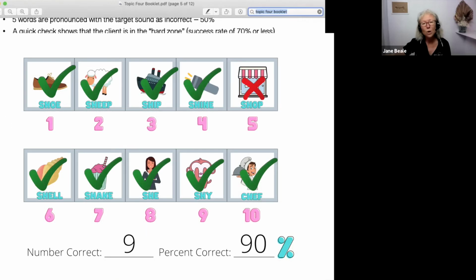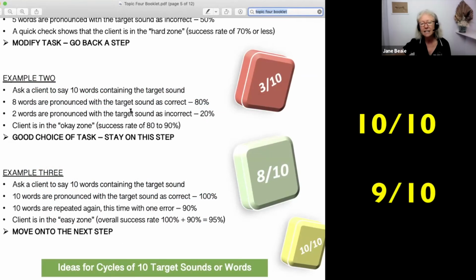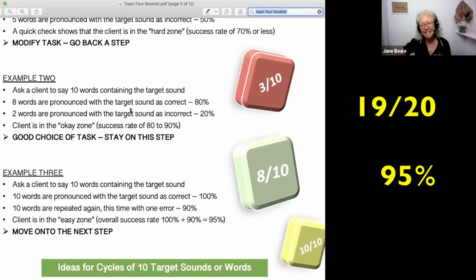This time they got 1 error. They got 9 out of 10. We want to see, well, if they got 10 out of 10 and then they got 9 out of 10, if we put that together, overall, we could say they're getting 19 out of 20 or 95%. And you know what? Usually when that's the case, 19 right out of 20, we can move on.